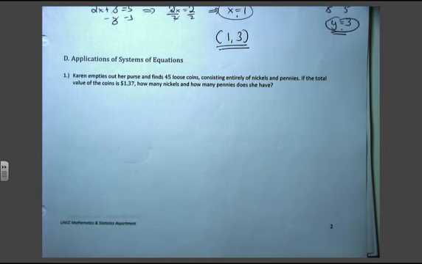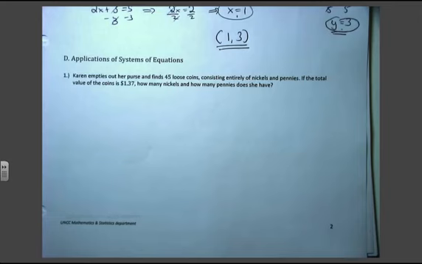Karen empties out her purse and finds 45 loose coins, consisting entirely of nickels and pennies. That's just like me. Nickels and pennies. Can't have a quarter, nope, because you can't buy anything with nickels and pennies these days. So nickels and pennies. If the total value is $1.37, how many nickels and pennies does she have?